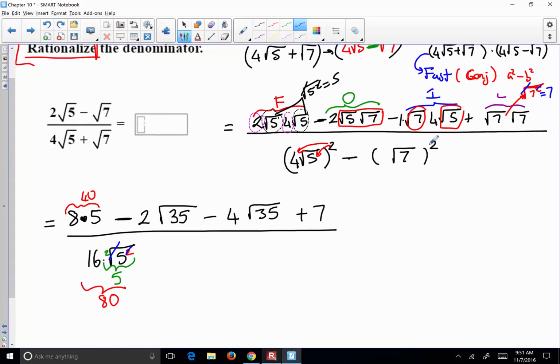Alright, what is square root of 7 squared? When I pass the square in, 7 squared, this cancels and makes only 7. Agree? So in the denominator, let me take the easy part out. 80 minus 7 is what you have, that's 73. 80 take away 7.